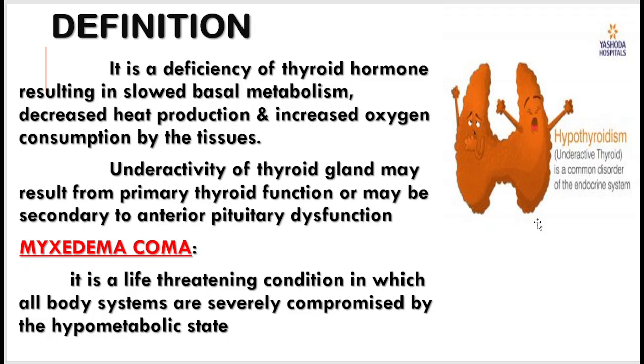So this hypothyroidism, if it is not identified or if it is not treated properly, may lead to a life-threatening condition called myxedema coma, where all the body systems may get severely compromised because of the hypometabolic state. So severe compromise of all the body systems will happen in this condition, which is a life-threatening condition. This happens if hypothyroidism is not treated properly. So the name of that life-threatening condition is myxedema coma.